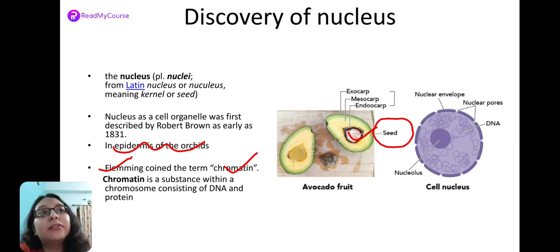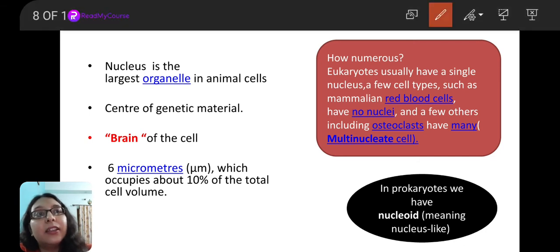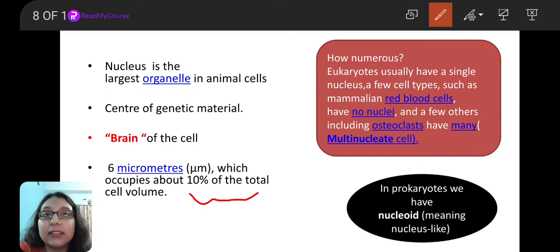With that, we move to the next slide. What are the features of a nucleus? Just remember, it is the largest organelle found in an animal cell. With an average size of 6 micrometers, it covers 10% of the total cell volume. I repeat, it covers 10% of the total cell volume. So it is a large organelle.